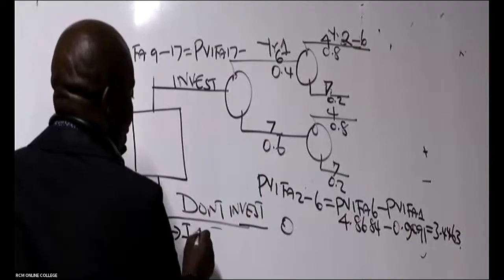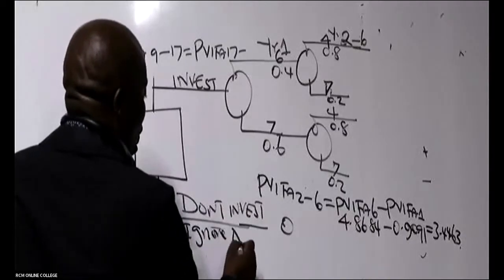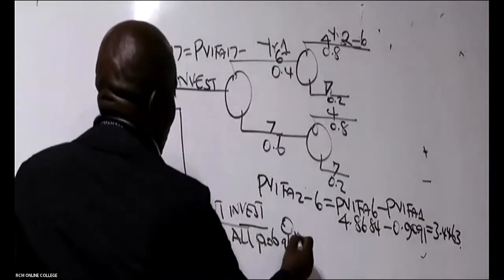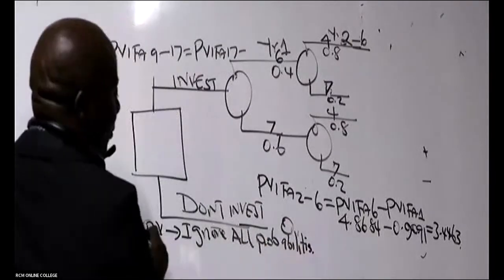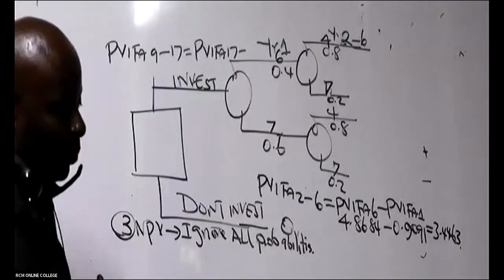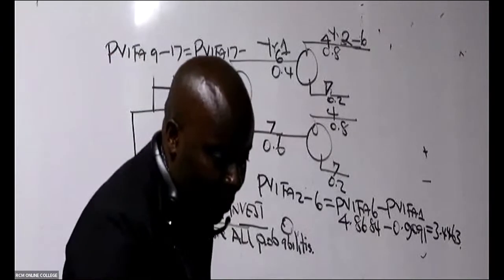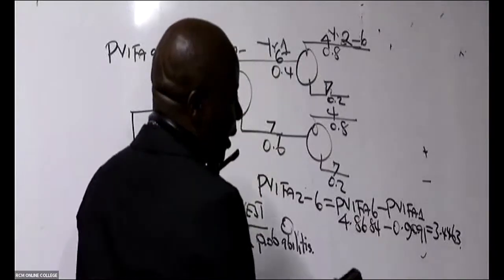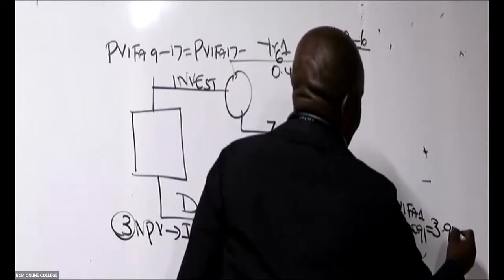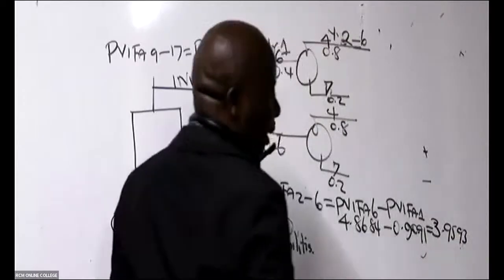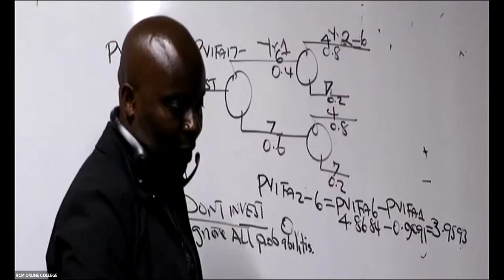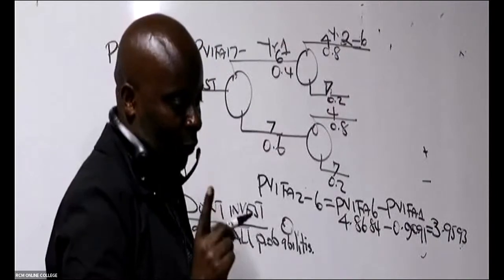Thus, ignore all probabilities. As you get this net present value, you ignore all probabilities. 3.95. Somebody is telling me it's 3.95, 93, yeah? Be careful.